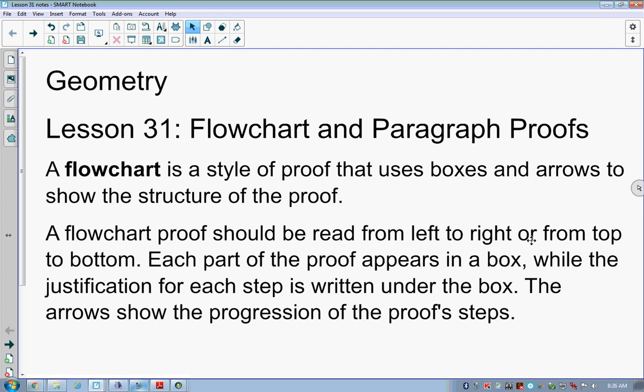Lesson 31, flowcharts and paragraph proofs.